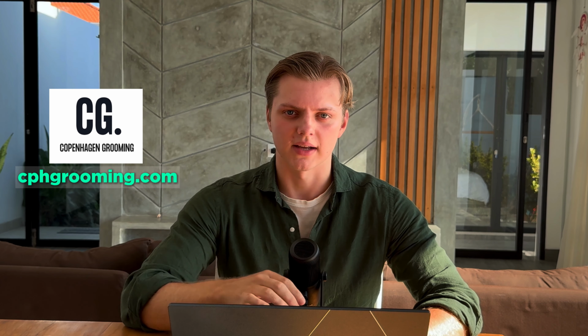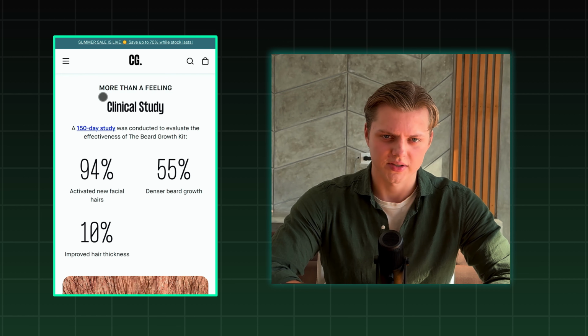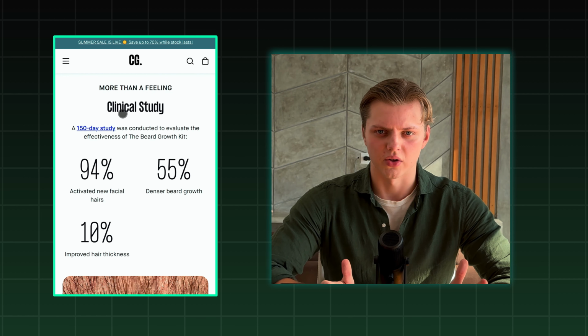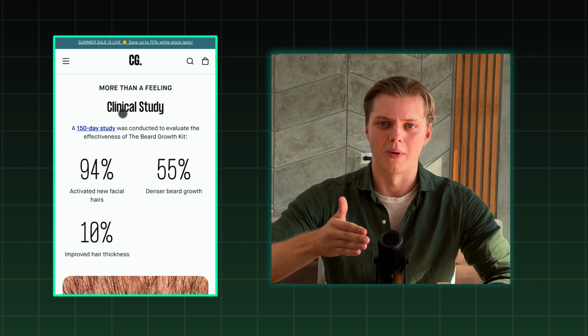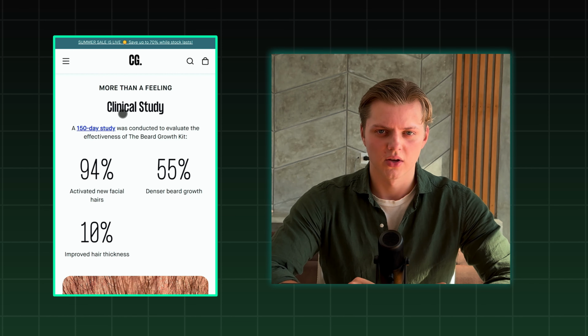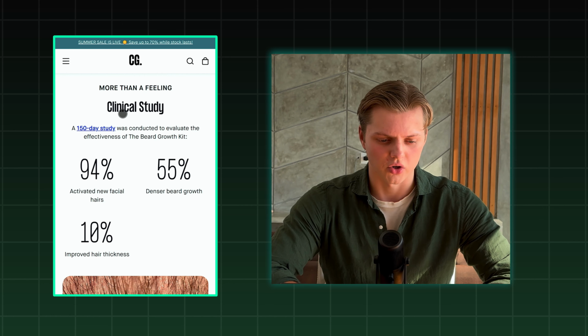The fourth example is Copenhagen Grooming, which you've probably heard of. Here they have their statistics section, and they also have a very good team on their conversion rate, and they have had this section for a long time through many iterations of their product page. So it's very safe to assume that this section is working pretty well for Copenhagen Grooming.